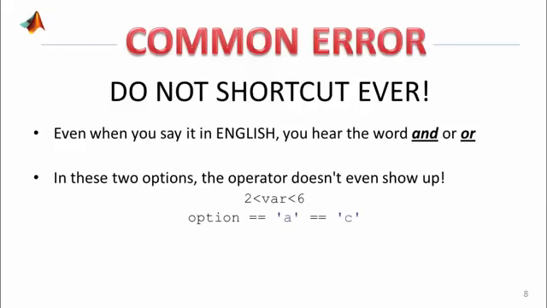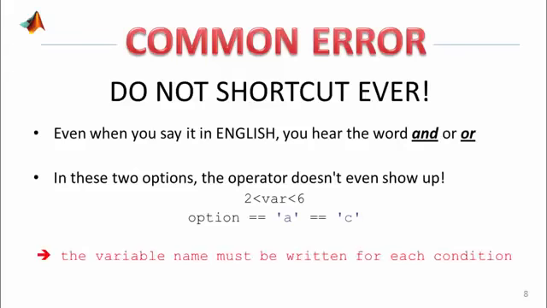You might be trying to see if the option is equal to A is equal to C. Once again, it doesn't even make sense in English. You want to check if the option is equal to A or C. So you need that or operator somewhere. And in all cases, you need to rewrite the variable name for each condition. Here's a rule. If you see a relational operator, you need a variable in front.